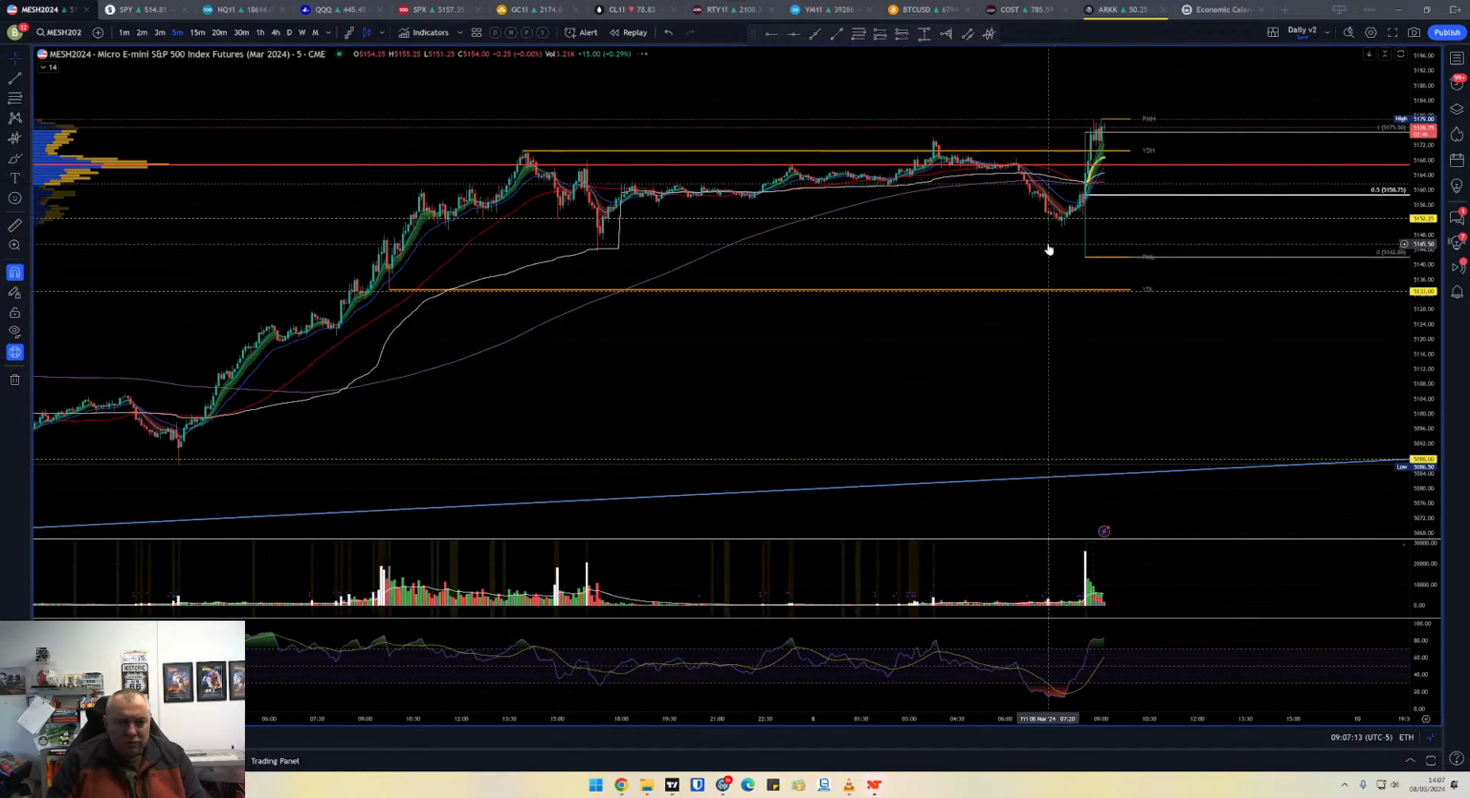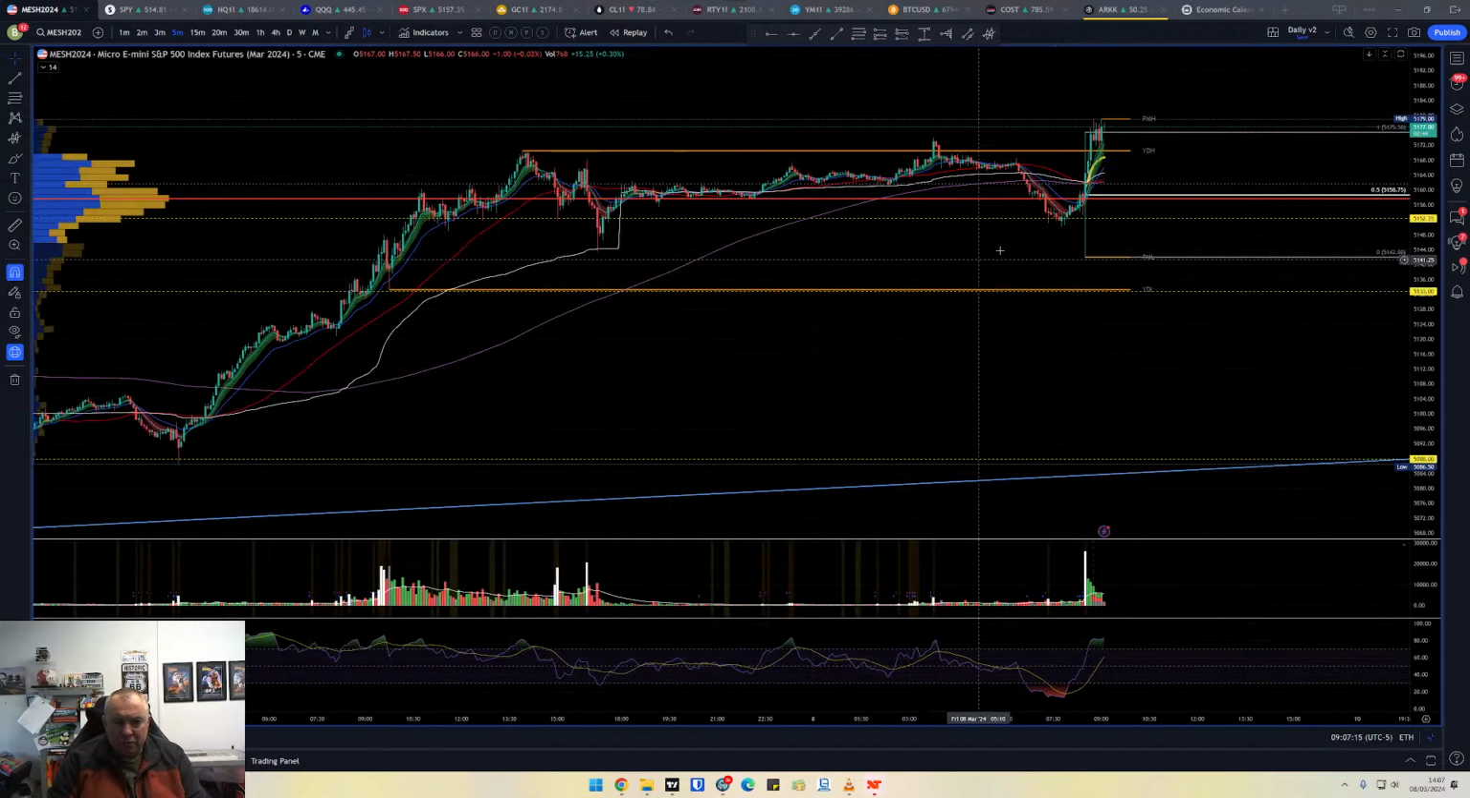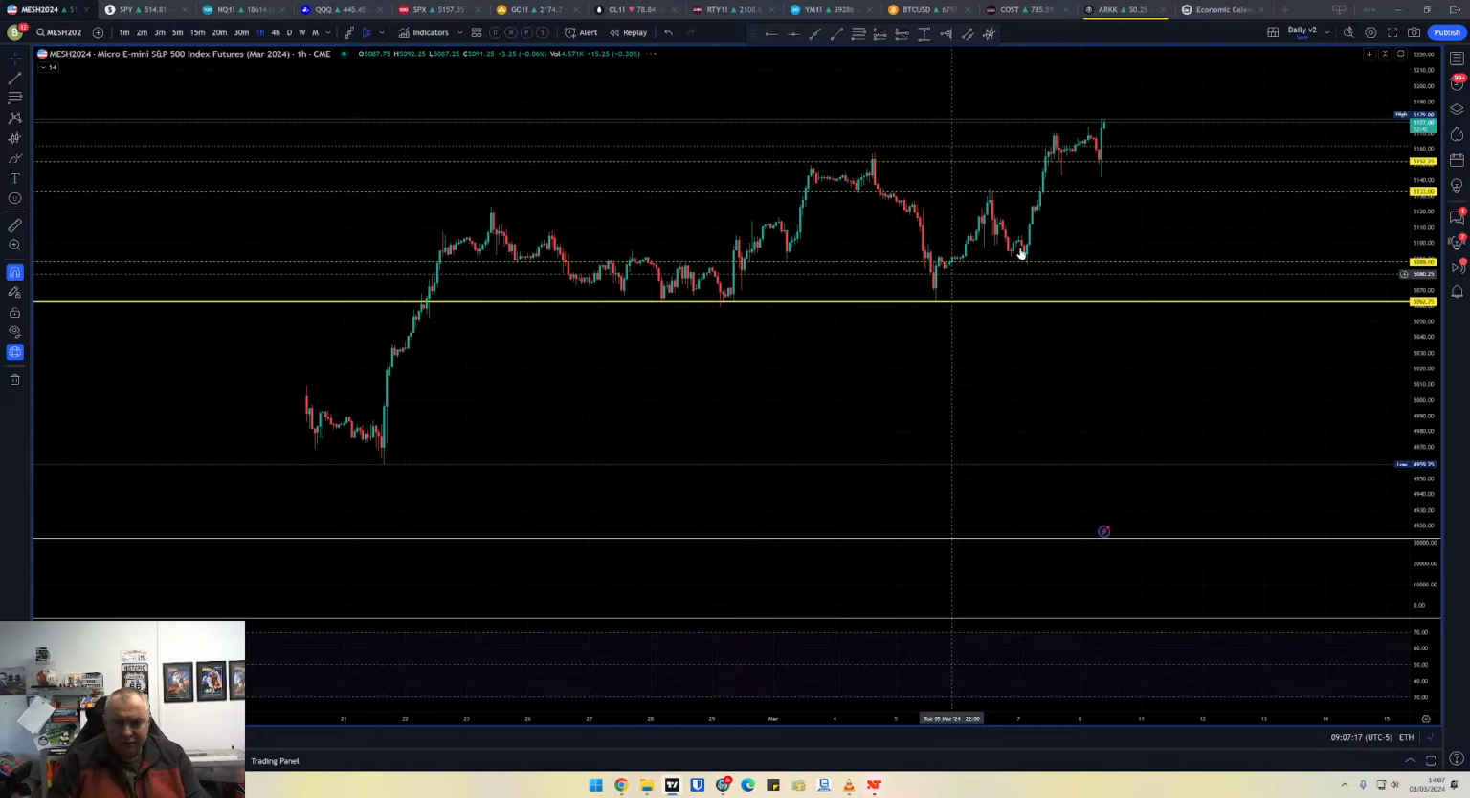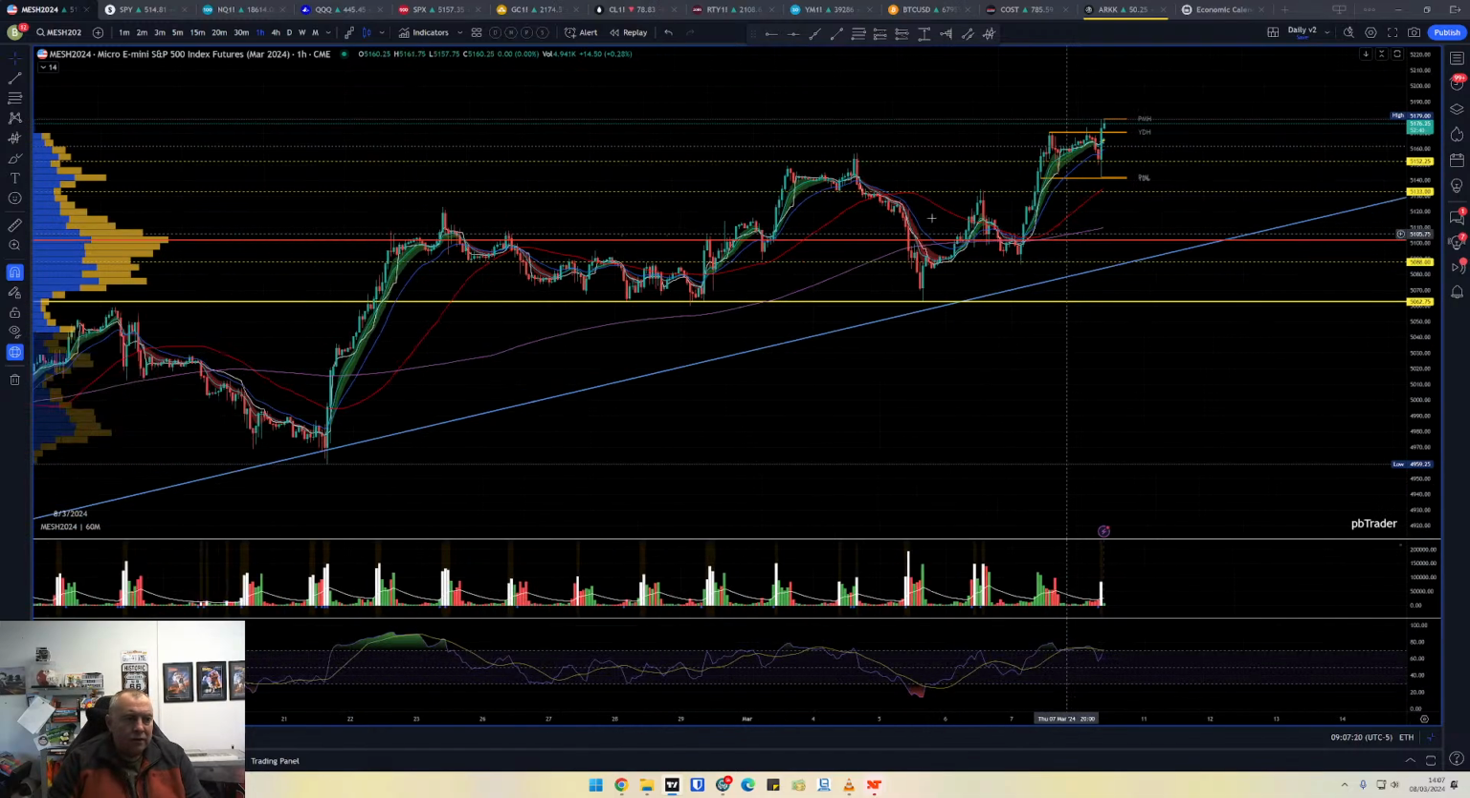All my previous levels are gone, apart from the ones I've just put in. Let's go back to the hourly. This is an updated one I redid about 10 minutes ago. I'm watching for a pullback into this area here, a bit below the 50% fib. So it's 51.52 for a bounce. I'll talk about the break and retest in a minute. I'm not too sure about that.